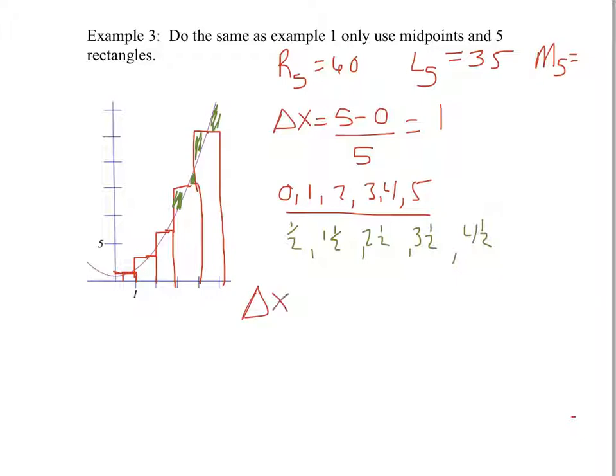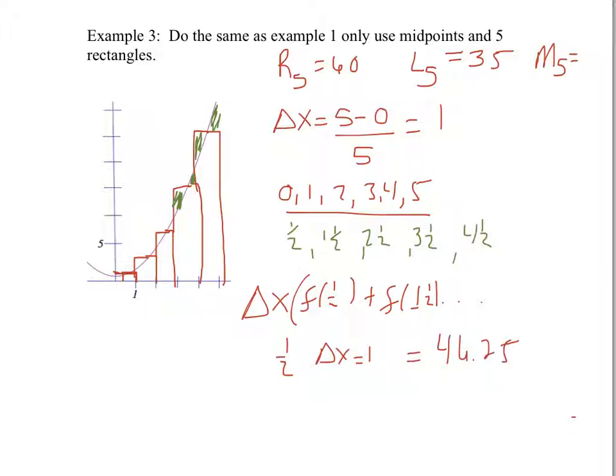Okay, so again, we'd have change in x times, and we'd have f of 1/2 this time, plus f of 1.5, and so on. And you can use your calculator again, and this time I would just start my table at 1/2 and do my change in x as 1 on my table and take the first 5 values, and that'll get me my heights. Now when you do that, you should get, for a final answer, 46.25. So this right here would be 46.25.